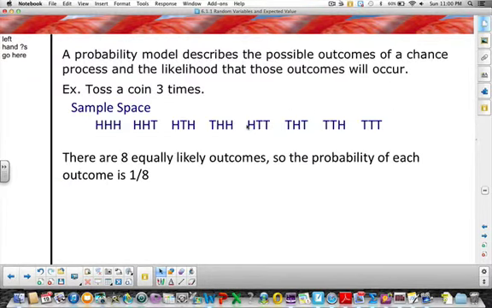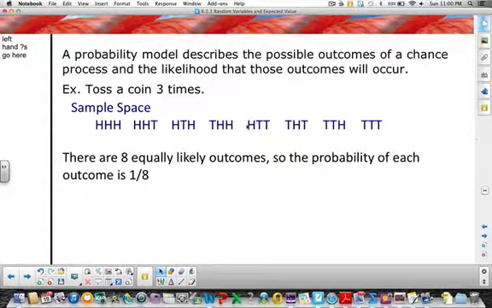So, when we looked in the last chapter at probability models, remember that they describe the possible outcomes of a chance process and the likelihood that each of those chance outcomes will occur. So if we use the simple example of tossing a coin 3 times, then the sample space is all 3 heads, heads, heads, tails, and so on. But anyway, there are 8 equally likely outcomes. So the probability of each of the outcomes would be 1/8.